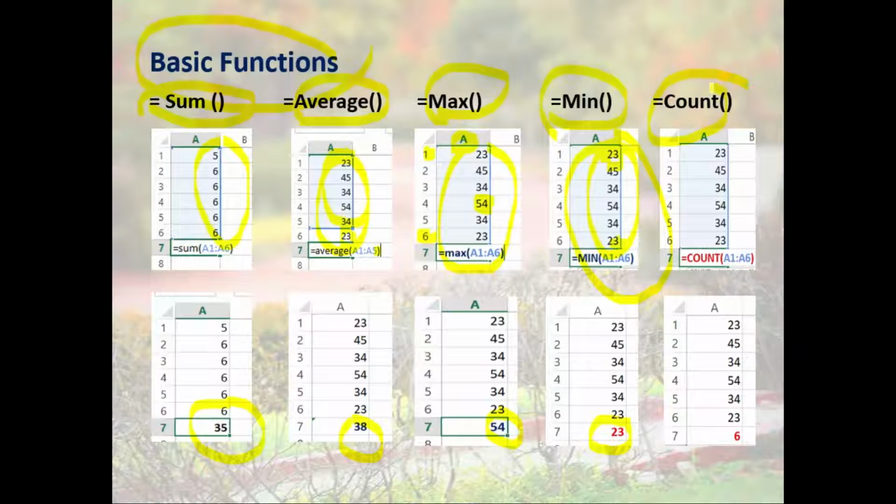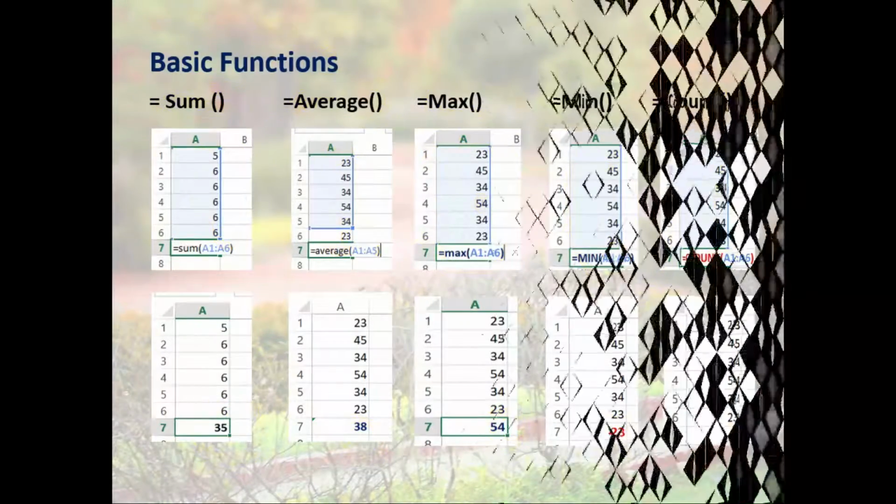And count, what is the function count? Count is menghitung berapa data. You can count 1, 2, 3, 4, 5, 6. So there are 6, student. The formula is equal count A1 until A6. So the answer is 6. There must be 6 numbers here. Okay, student, that's about the basic functions.